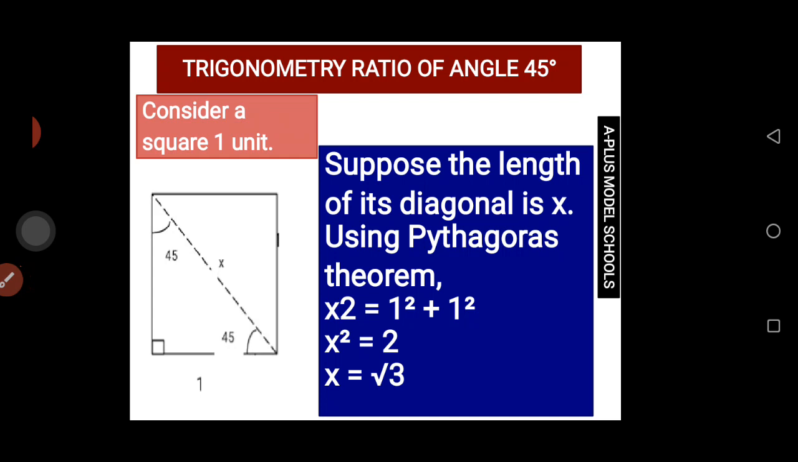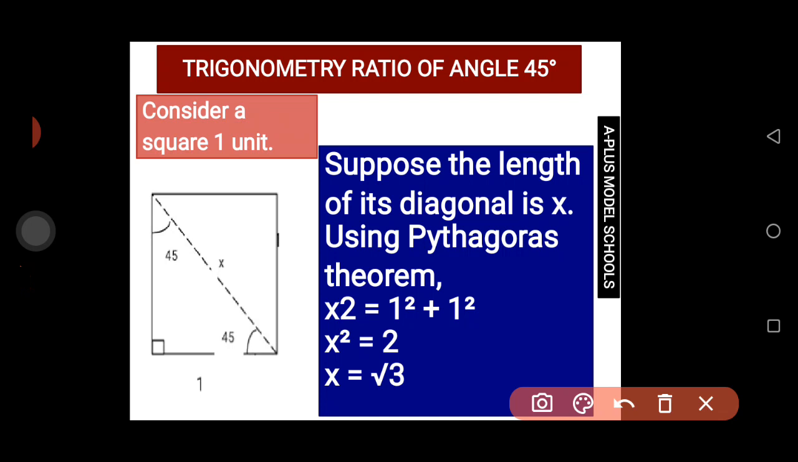Now, don't forget, when we looked at the complementary angles of sine and cos, we used an equilateral triangle. But here we are going to use a square of 1 unit. Consider a square of 1 unit, that is, it has a side of 1 unit. Now, suppose the length of its diagonal is x.